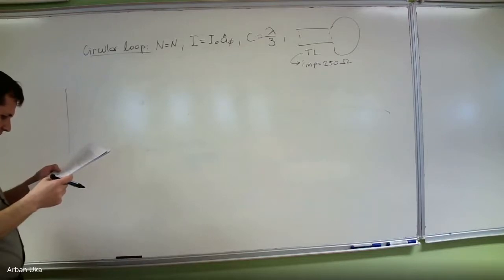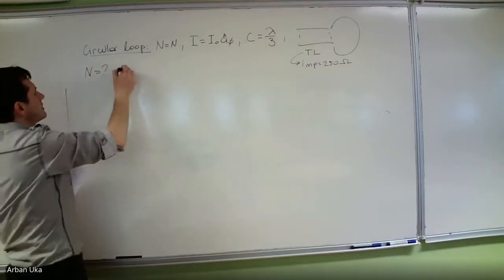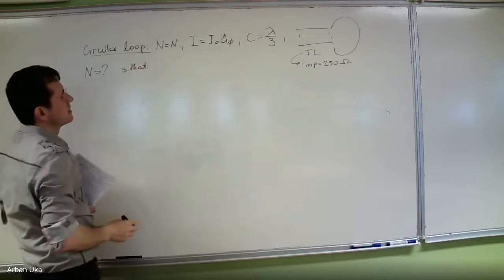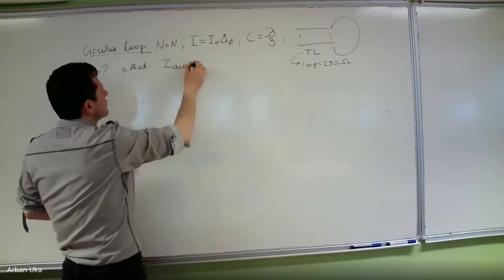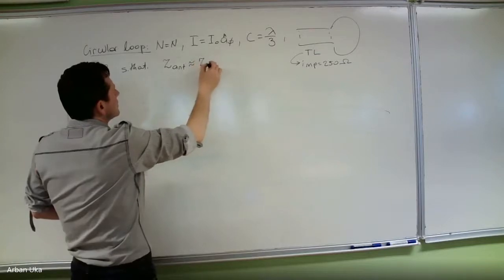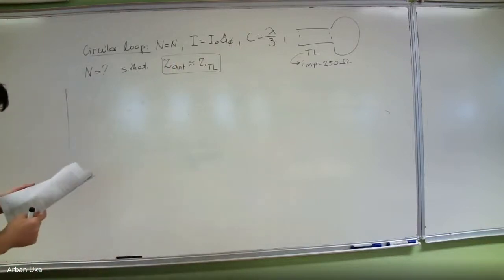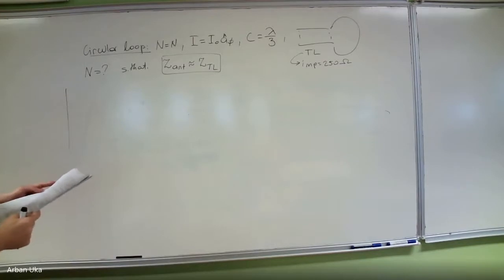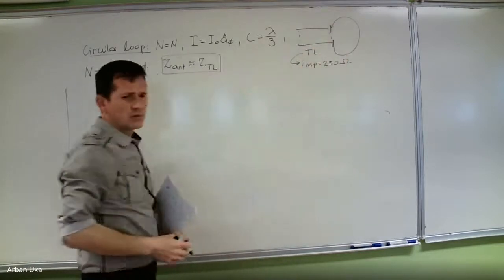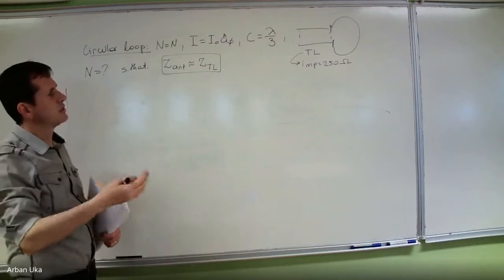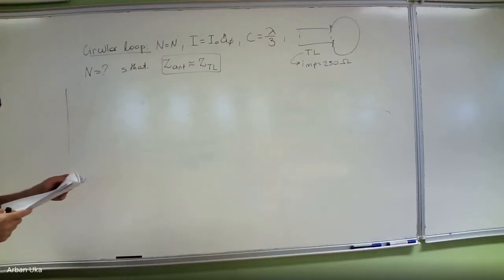The task is to find n such that the impedance of the antenna is approximately equal to the impedance of the transmission line. Let's try to find an approximate number that will allow us to have a matching of the impedance right here, because once the signal is coming through the transmission line to the antenna, we don't want a huge back reflection of the signal. So let's find this one.